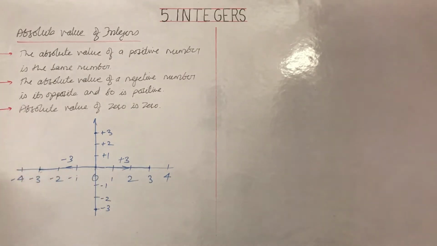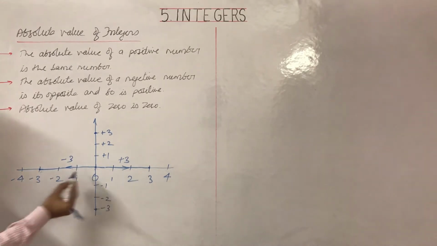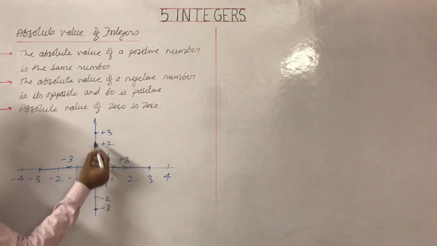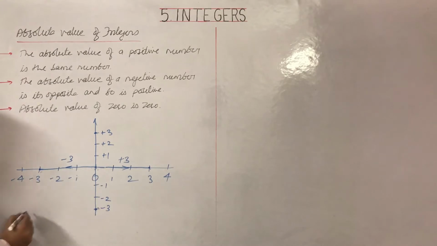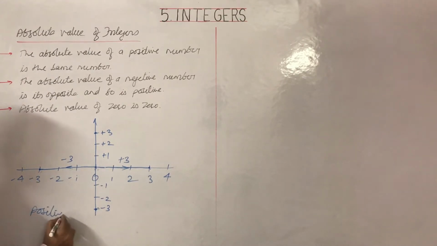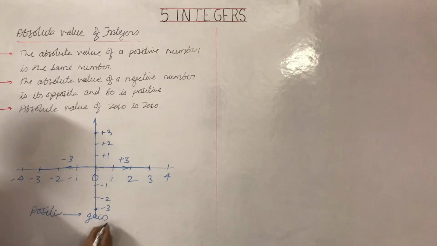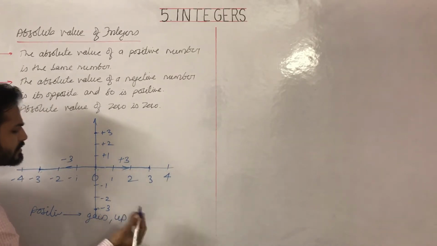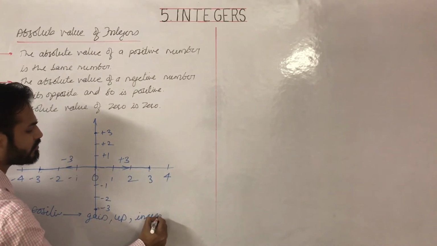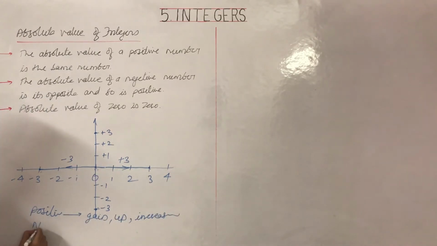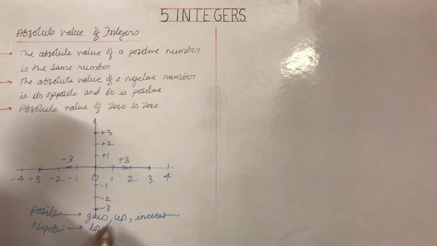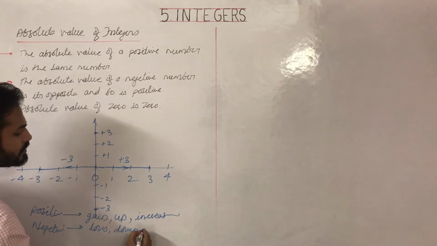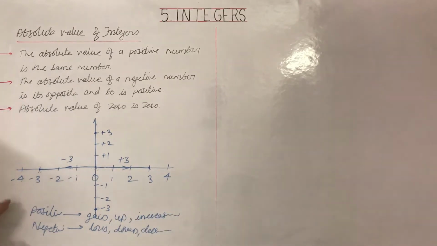So what is absolute value? Absolute value means without considering direction, we only have to consider the magnitude. Magnitude means the distance. Similarly, positive means gain, or up or upward motion or movement, or increase, and so on. And negative means loss or down or decrease.